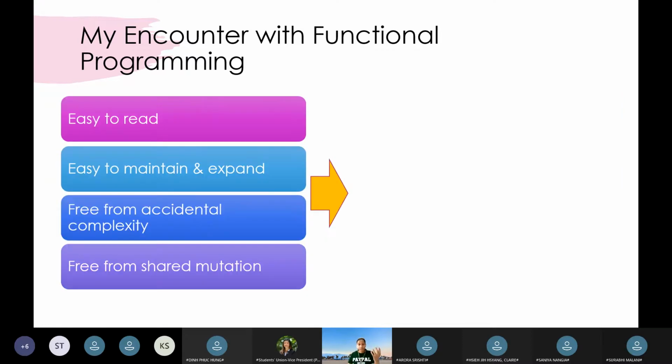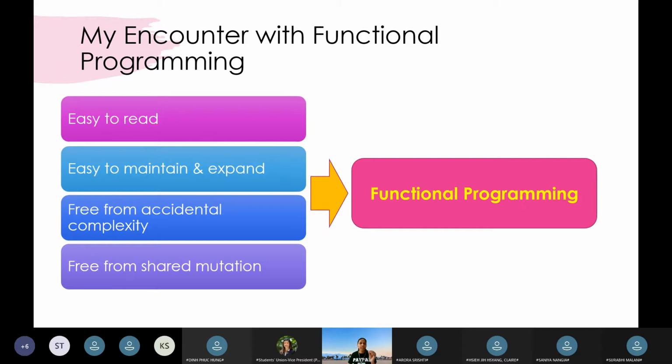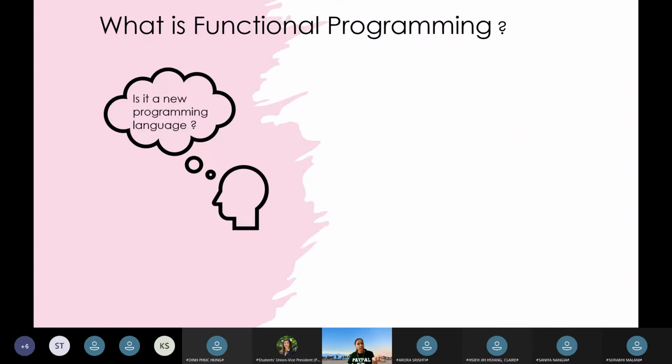So I was looking for something. I was wondering, how can I write a computer program which is easy to read, easy to maintain and expand, and doesn't have anything called accidental complexity, and also works perfectly fine in the multi-threaded environment? How can I do this? And all the answers led me to one thing called functional programming. All my Google searches, all my research led me to functional programming. Also, I had a technology constraint. I was supposed to use only Java 8 and Oracle, and that's where everything was diverting towards functional programming.